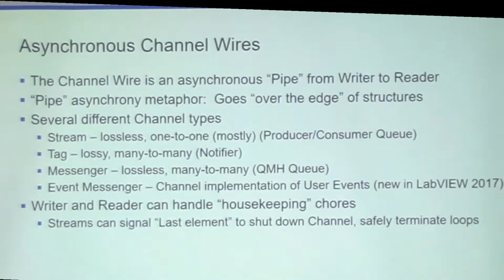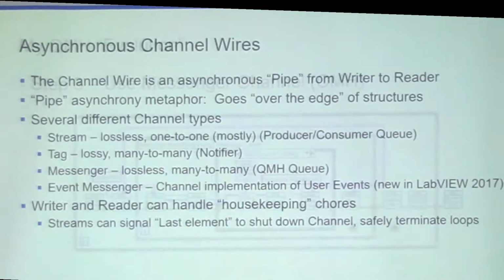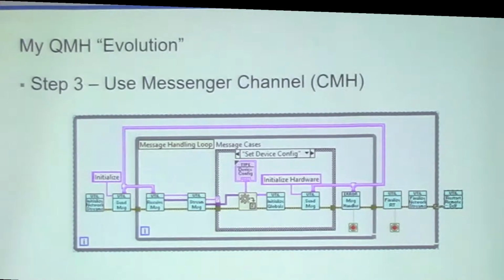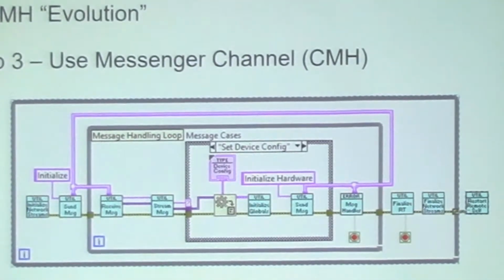This is much cleaner. This is the same thing we've been seeing, but now I've replaced the queues with channel wires. Because channel wires are so different, I bring them out the top and bottom connectors. See the pipe? It's really different. It looks like a pipe. It's got flanges. It goes over the top.